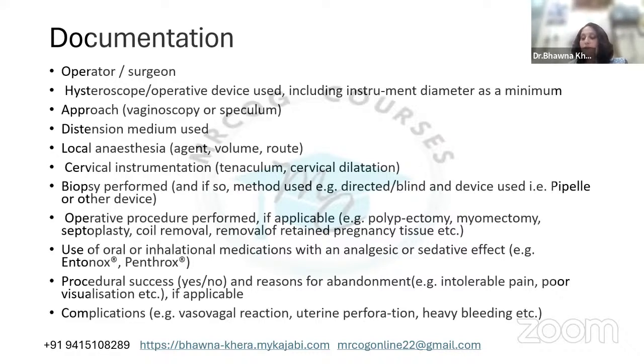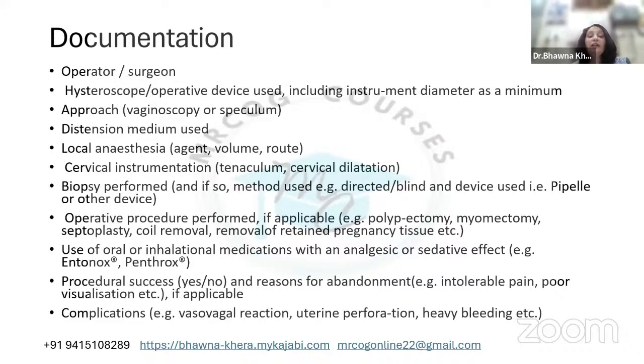Okay, so the findings. Basically, the important thing is that we have to put up who is the operator, who is the surgeon, then the hysteroscope and operative device used, including the instrument diameter as a minimum. What was the approach? Whether we did it by vaginoscopy or by speculum. The distension media which we used has to be added here. Saline. Local anesthesia, if at all we used, we need to mention that as well. And when mentioning the local anesthesia, we have to mention the agent, the volume, and the route.